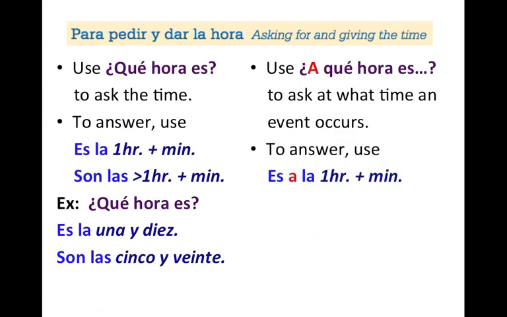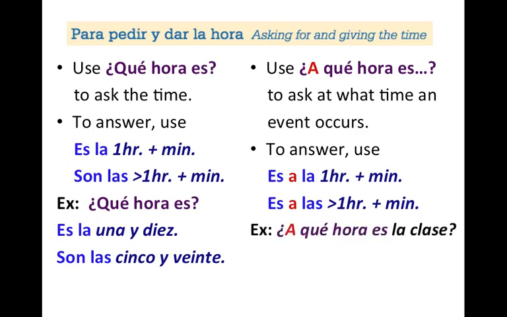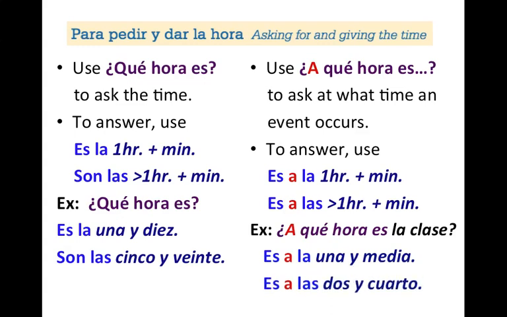To answer, you have to include the a. Es a la una. Es a las dos. So you start the answer with it is at, and then you continue. Por ejemplo, ¿a qué hora es la clase? Es a la 1:30. It's at 1:30. Es a las 2:15. It's at 2:15. So notice that we're using the singular la in front of una and the plural las in front of dos. In your response to at what time something is, you start with es. A la for one, a las for more than one.